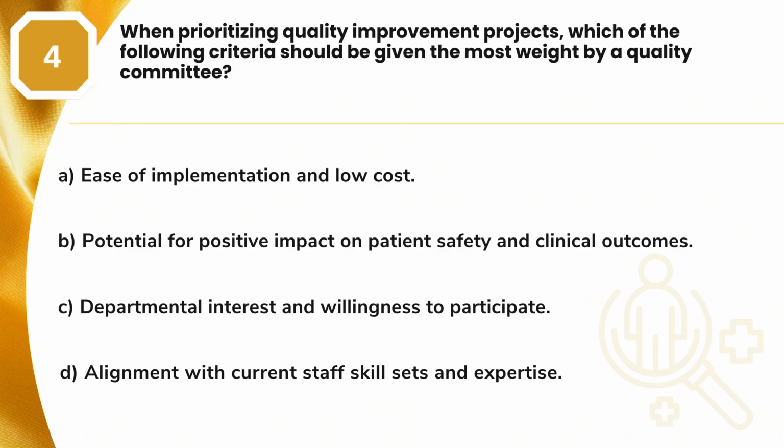Question 4. When prioritizing quality improvement projects, which of the following criteria should be given the most weight by a quality committee? A. Ease of implementation and low cost. B. Potential for positive impact on patient safety and clinical outcomes. C. Departmental interest and willingness to participate. D. Alignment with current staff skill sets and expertise.